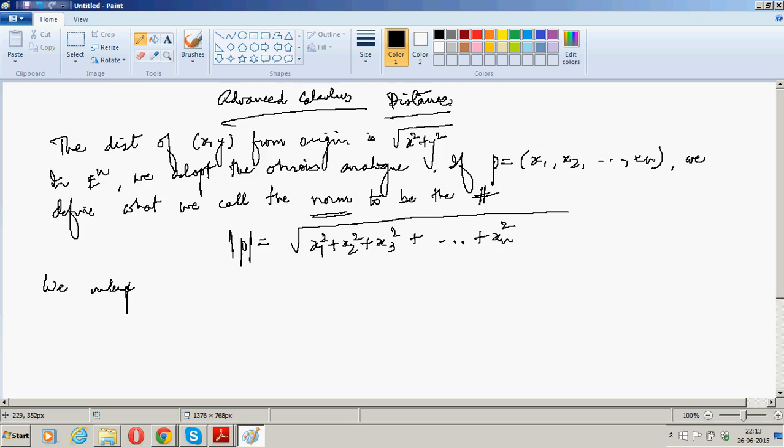We interpret this as the distance from P to the origin.